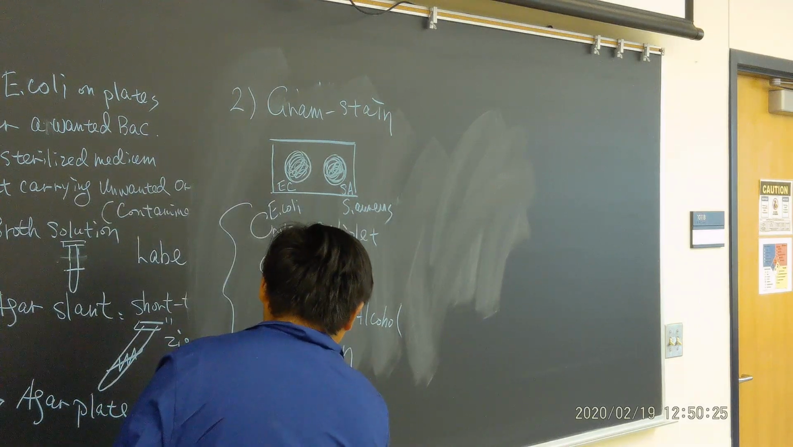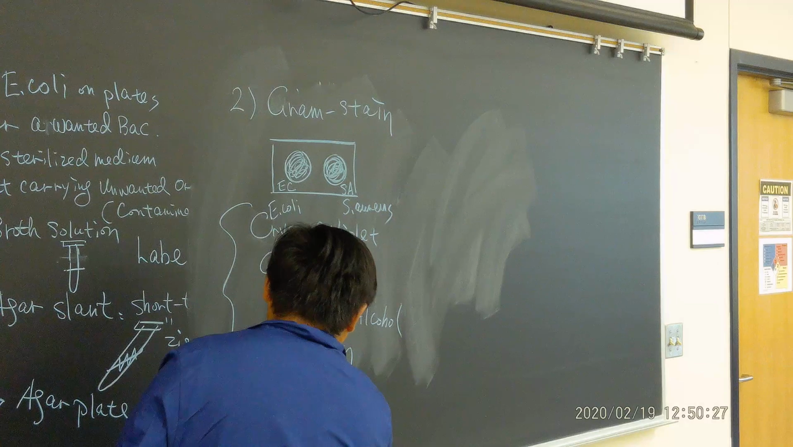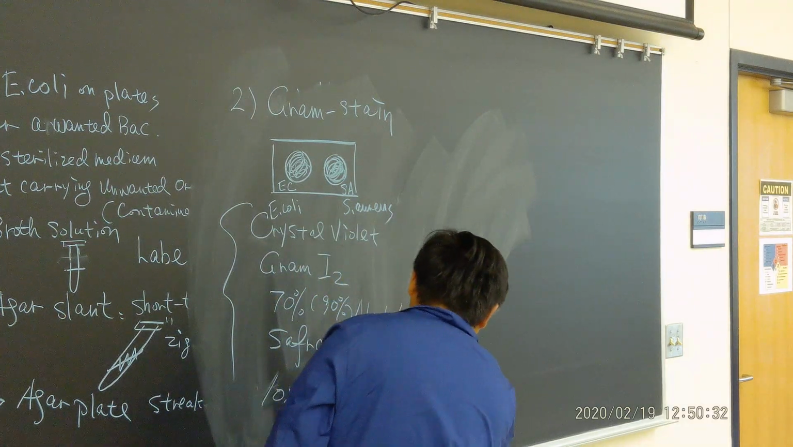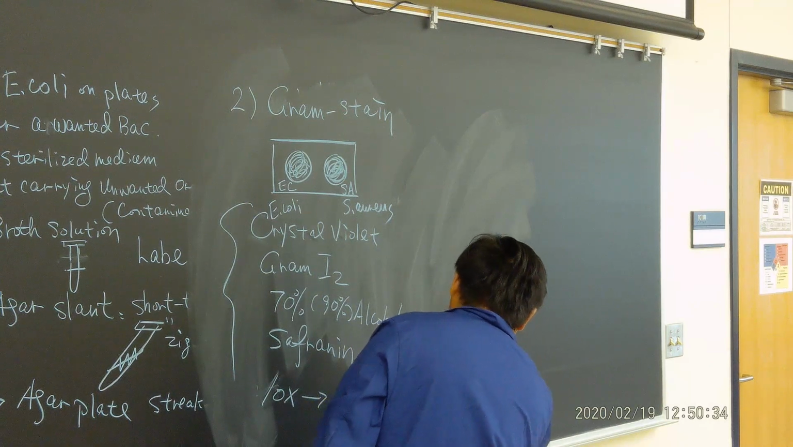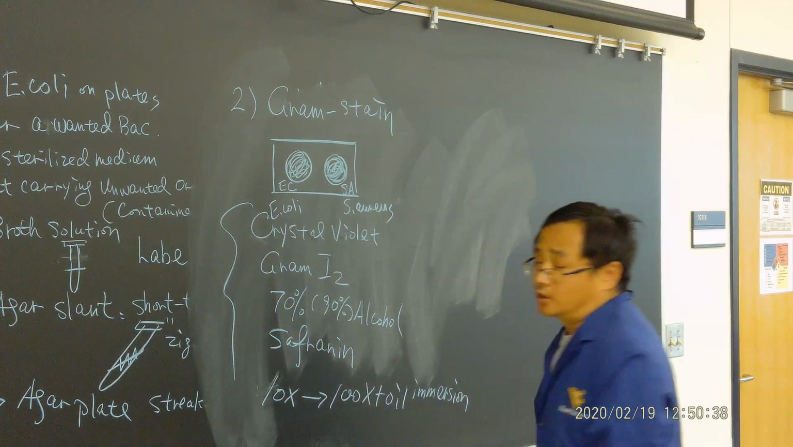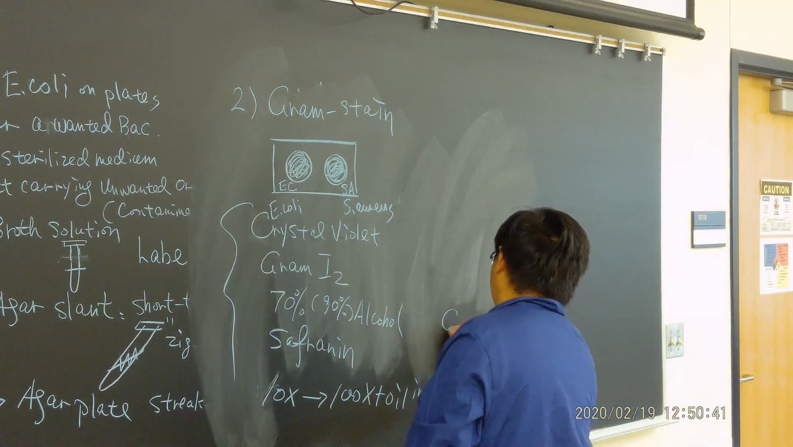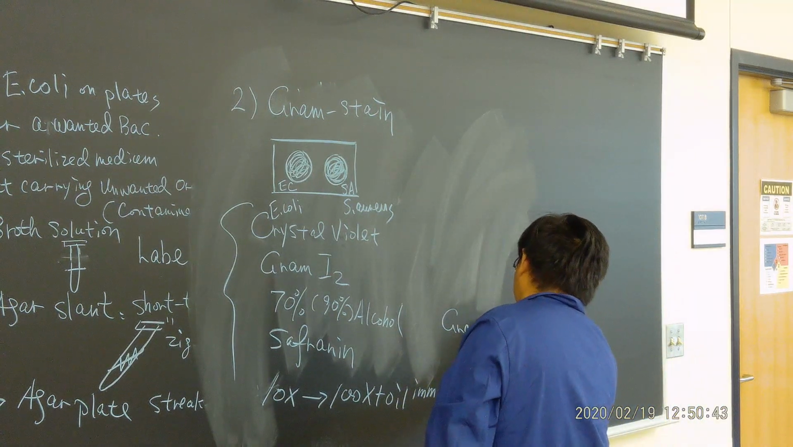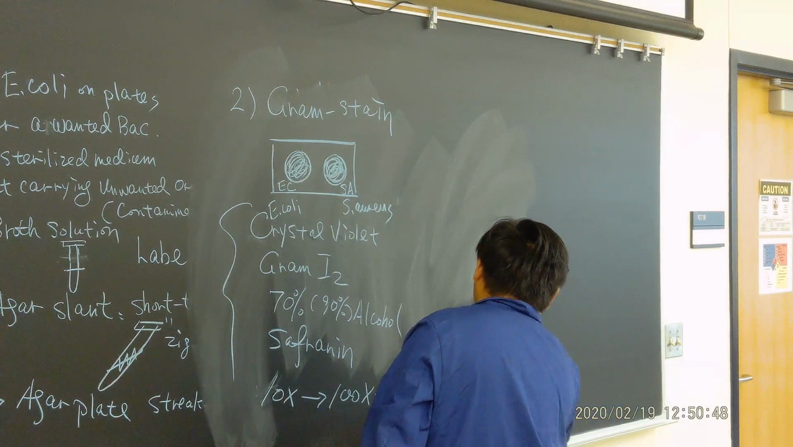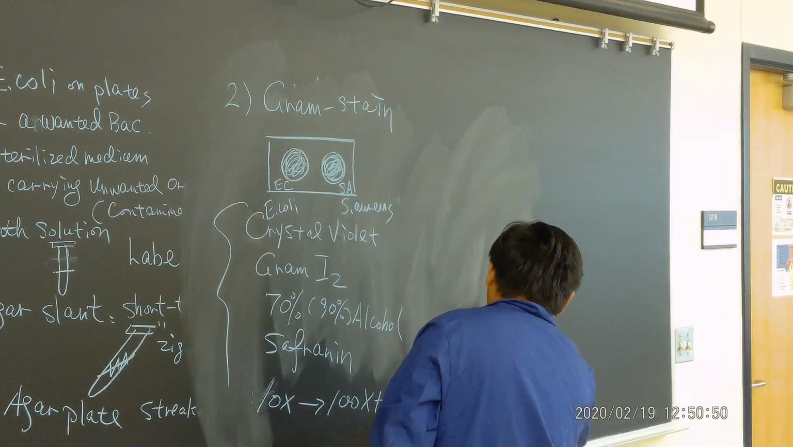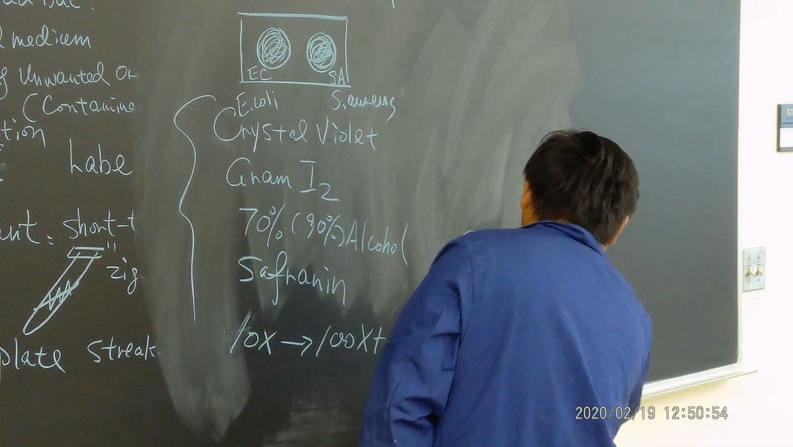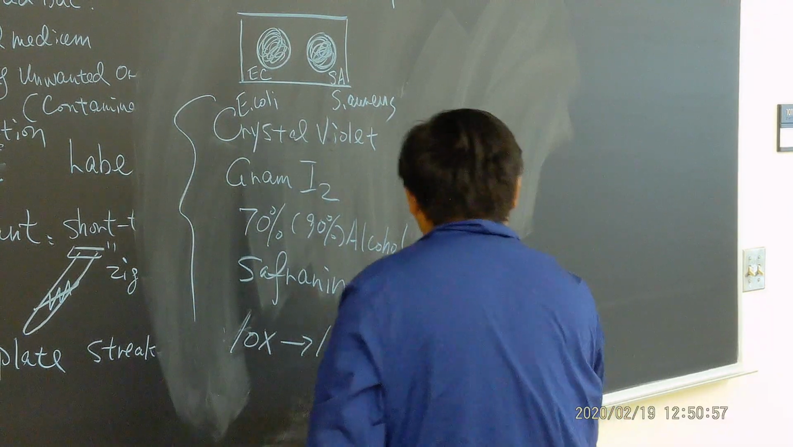For observation, we use 10x, you find a specimen, then 100x with oil immersion. You will find three items under the Gram stain: Gram reaction, morphology, and arrangement. These are the three items.